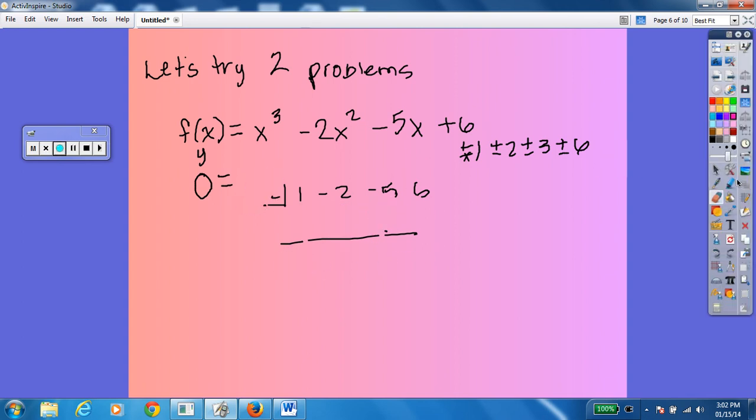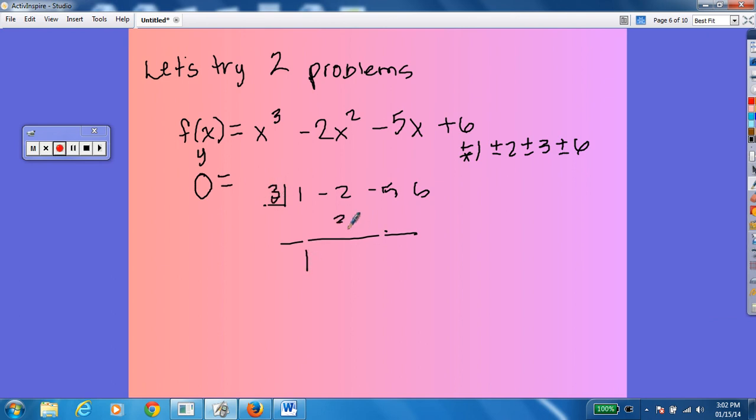Let's try the 3's. So we'll try 3, 1, that's 3. That gives me -1, +1, and 3. That gives me -2, and that gives me -6. No remainder. Alright, so 3 is one of my factors, and remember we always use the opposite for one of our factors. And then we're going to use x squared plus x minus 2.